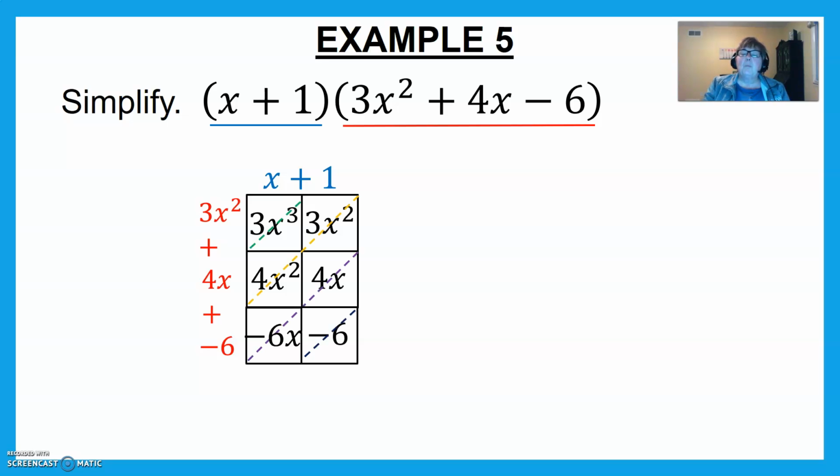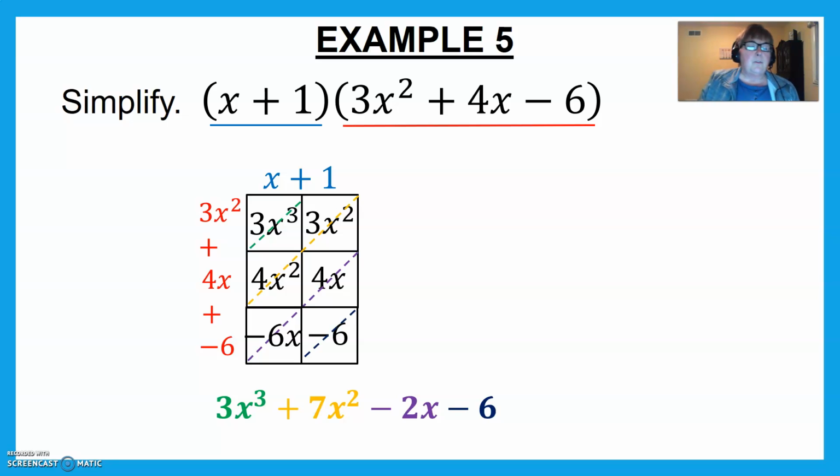This time I have one more diagonal. So I don't have anything to go with the 3x to the third. There's only one number on that diagonal. I add the yellow diagonal, those numbers together. 3x squared plus 4x squared is 7x squared. And then I add 4x minus 6x. So that's negative 2x. And then I have negative 6 on the blue diagonal. So I get 3x to the third plus 7x squared minus 2x minus 6.